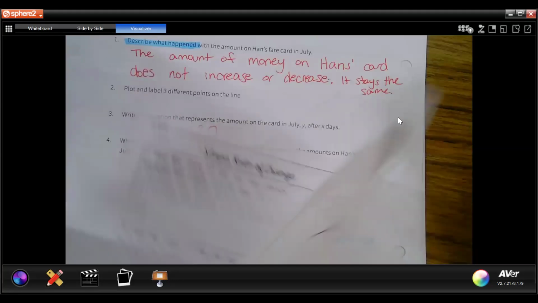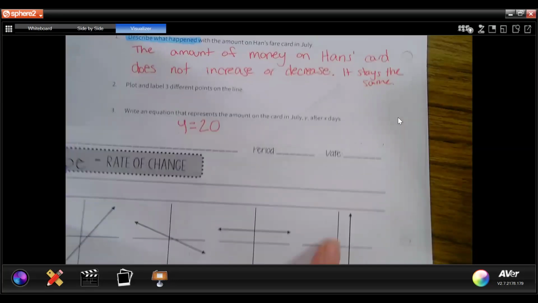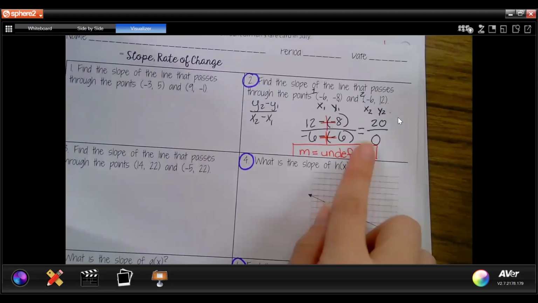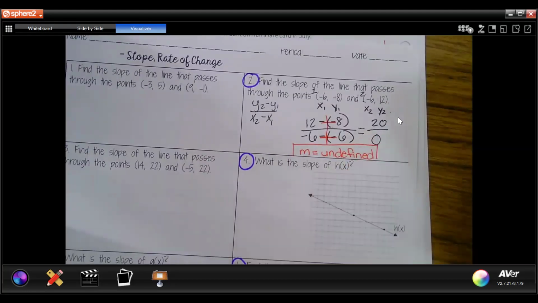Oh, well. So just like we said on the front, if it's a straight up and down line, it is undefined. And that is because if you try to divide anything by 0, it doesn't work.